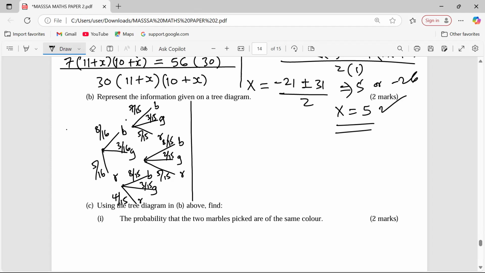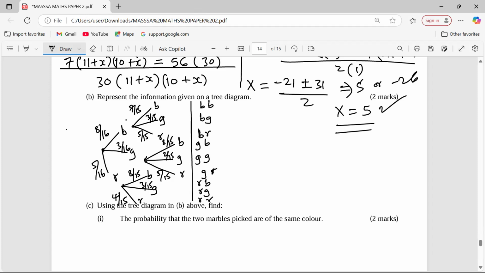With this now, we can have the outcomes here. Blue blue, blue green, blue red. Then here we are having green blue, green green, green red. After that, red blue, red green, red red. Those are the possible outcomes.